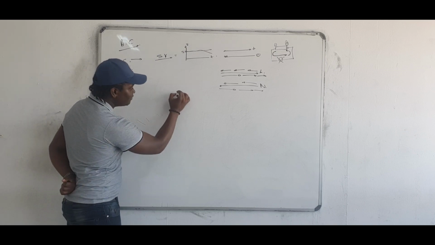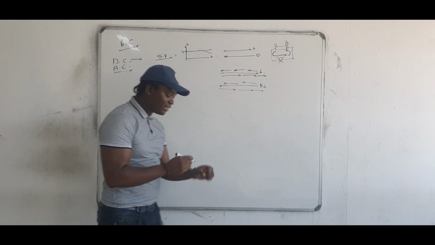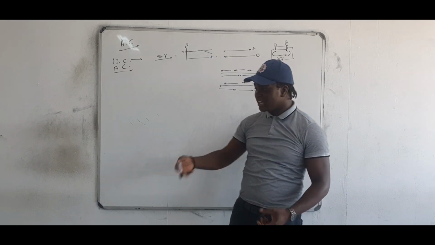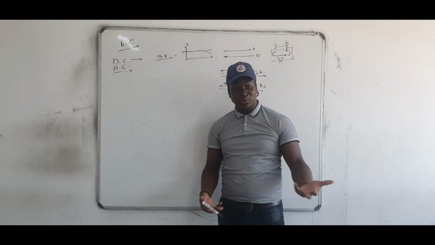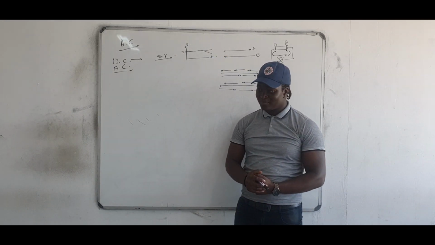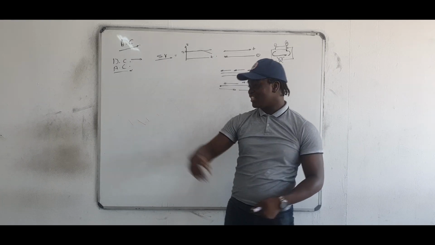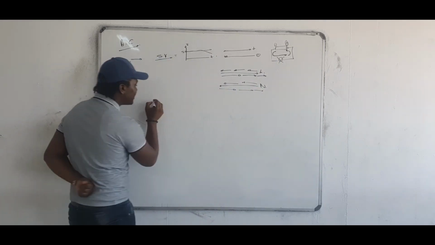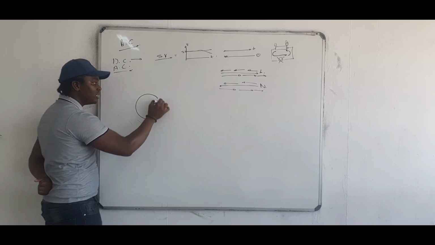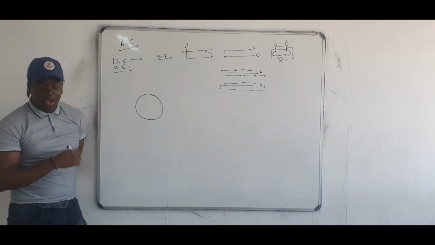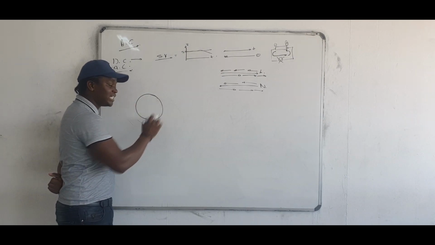Now, if you have anything that produces AC, let me ask you a question: what normally produces AC? Generators. That is correct. So our AC generators are circular in shape. Are we together? All of them are circular in shape.